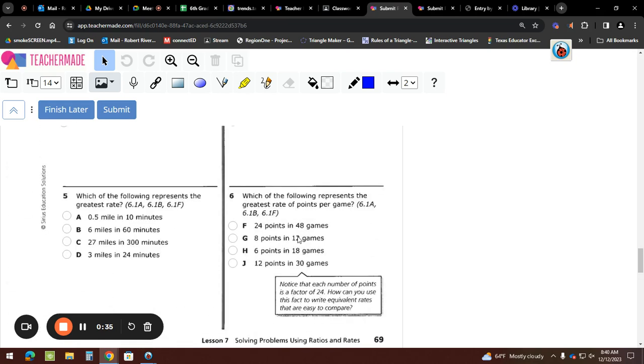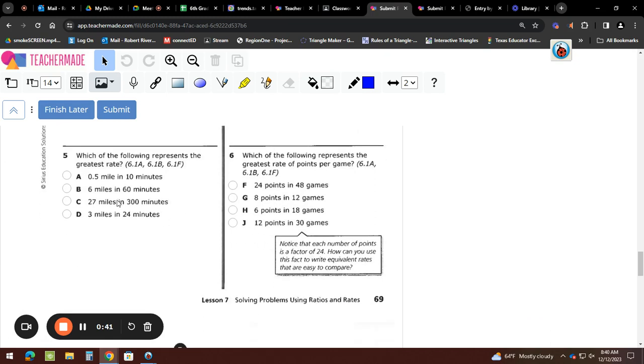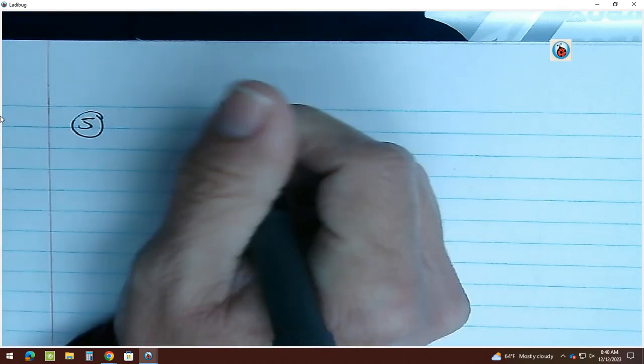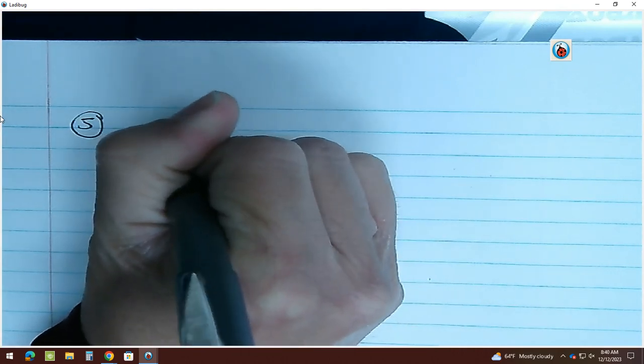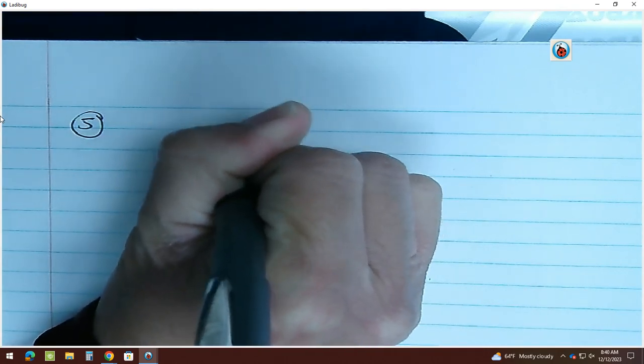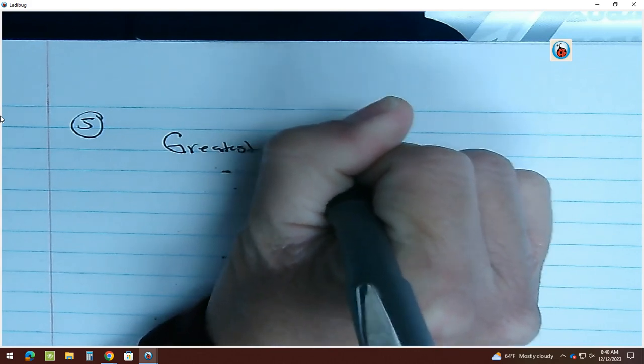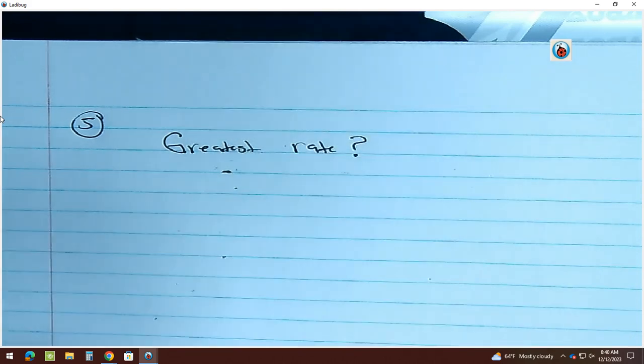Okay, so I'm gonna start with number 5 today. For homework, you're gonna do number 6. Okay? So number 5 says, which of the following represents the greatest rate? So on the top, wherever you're at, put number 5 on this pen. And number 5 wants the greatest rate. They want to know who's the greatest rate.